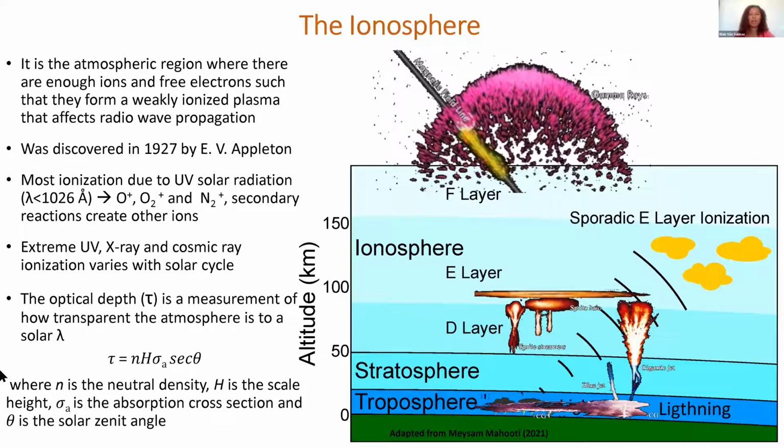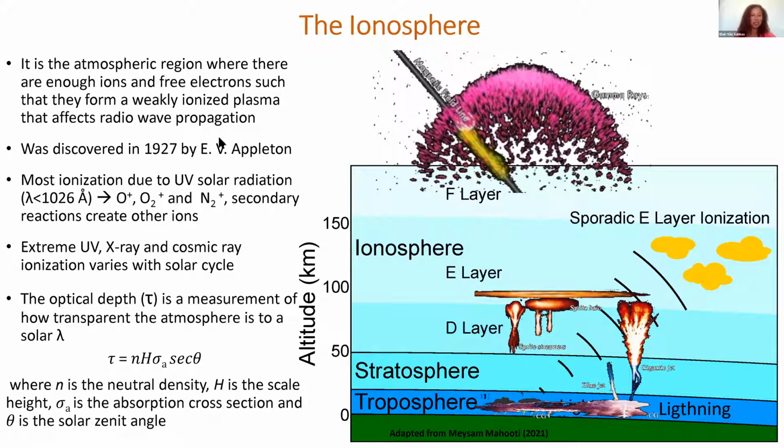Okay, so we're now going to start talking about the ionosphere, and it's the region in the atmosphere in which the plasma is really weakly ionized, but still has enough free electrons and ions such that it affects the propagation of radio waves. So that's the definition of the ionosphere. It was discovered in 1927 by E.V. Appleton, and there is an anomaly in the plasma density that carries his name.